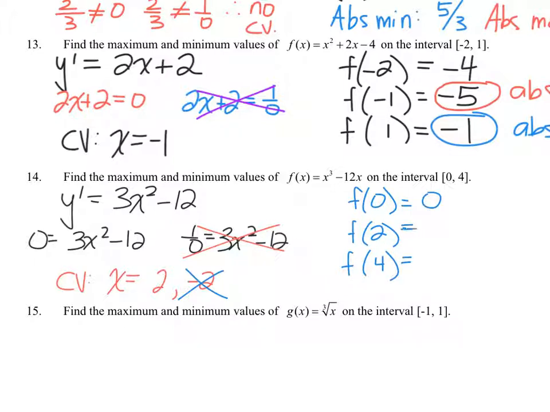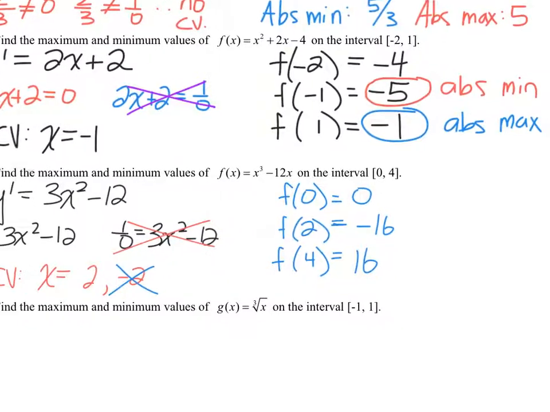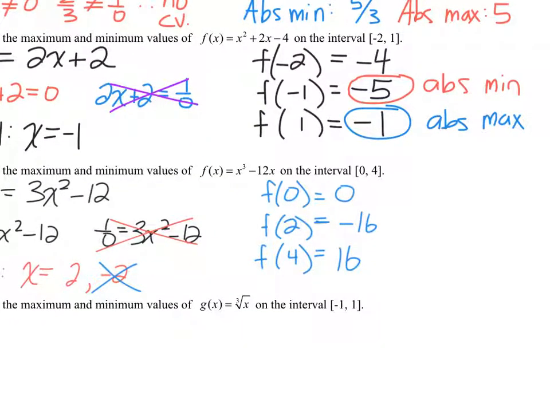So we go to 0. So 8 minus 24, negative 16. 64 minus 48, positive 16? 4 cubed is 64, right? And 48, yeah, 16. My thoughts exactly. I'll fix it in a second. Well, the negative 16 is your absolute min, and the positive 16 is your absolute max.